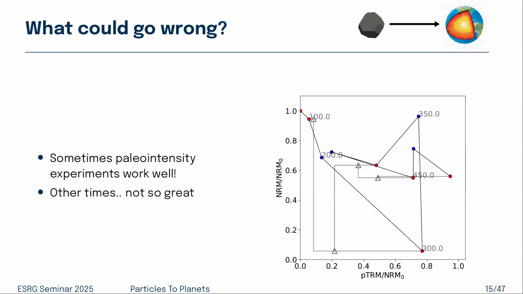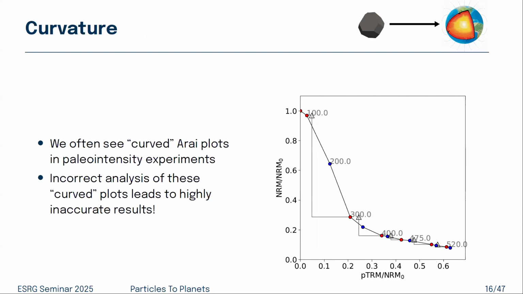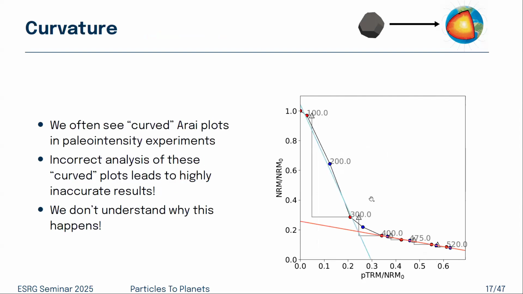But probably most commonly what we see is a pattern that looks something like this, this sort of curved behavior. And if you analyze this, you could say, oh, maybe there's a linear part here and a linear trend here that we could fit. Maybe something went wrong at the high temperatures or at the low temperatures, sure. But if you fit either of these two lines, this actually gives you a really inaccurate result.